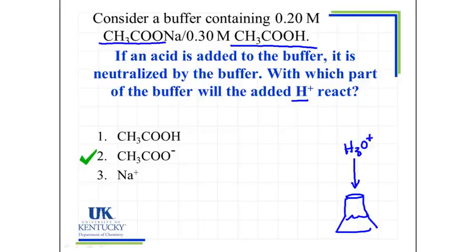Did you say the base portion of the buffer? Well, if you did, you're correct. The CH3COO minus, which is the acetate ion, will react with the added acid to neutralize it.